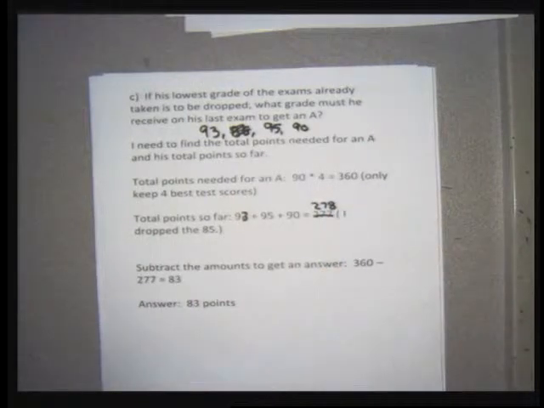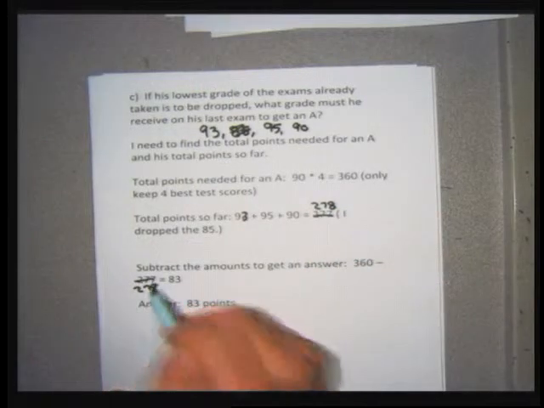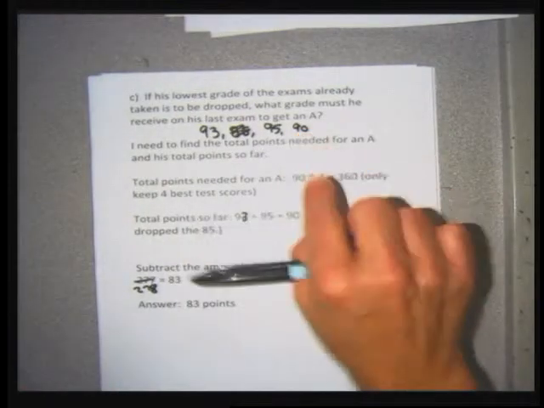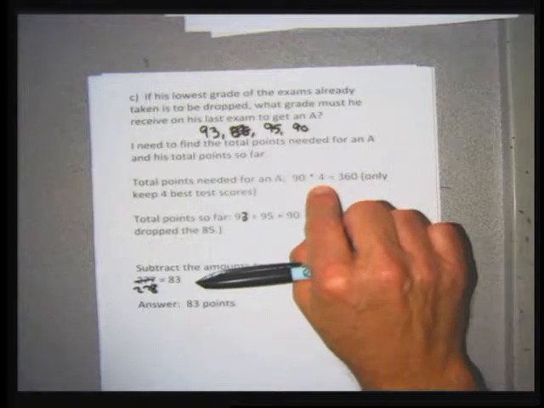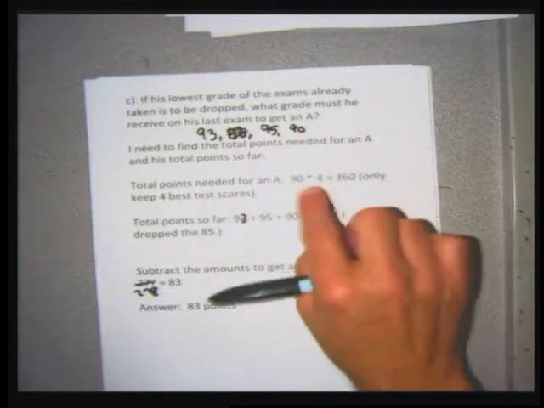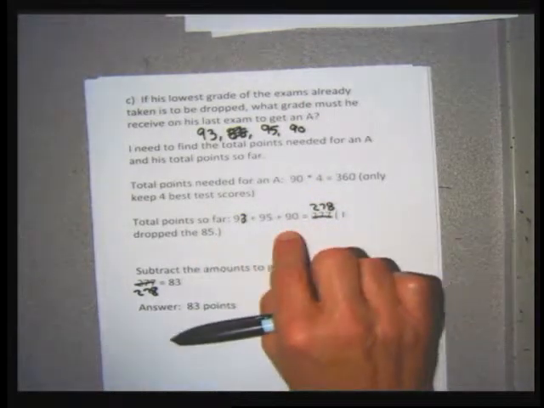So if we throw out the 85, then Thurston has 278 points. The question is, how many points will he need to get an A, and how many points does he need on the final? Well, in this problem, there are 3 tests that we're counting, plus the next test, which is I guess the final exam. So we're going to count the 4 best scores, the 3 regular test scores that are best, and the final exam. So there's going to be 4 tests that we're going to be adding or counting for Thurston's final grade.